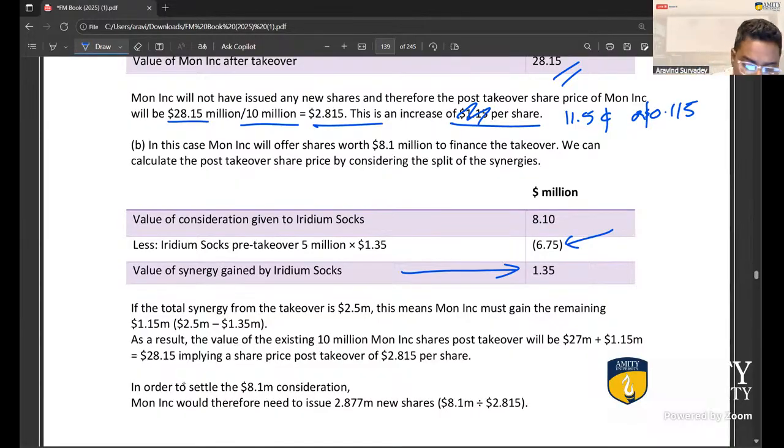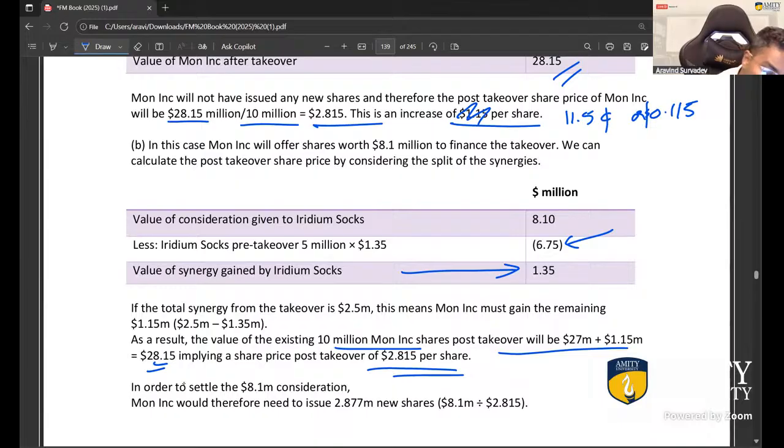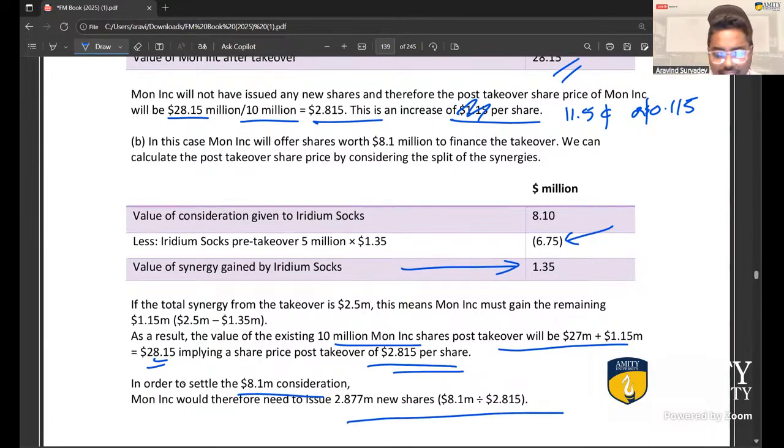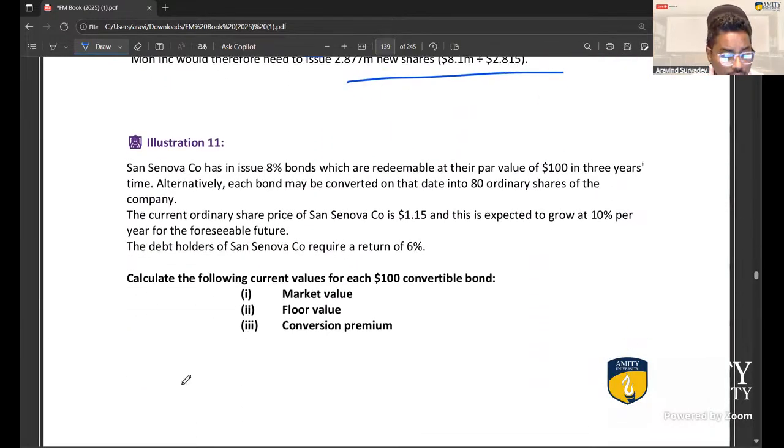So as a result, the value of the existing 10 million shares post takeover will be 27 million plus 1.15, 28.15, which translates to $2.815 per share. So in order to settle the 8.1 million consideration, the rest of it is absolutely correct, guys. Wonderful. With that, we come to another question, illustration 11. What is this question? Sands Nova company has issued 8% bonds.